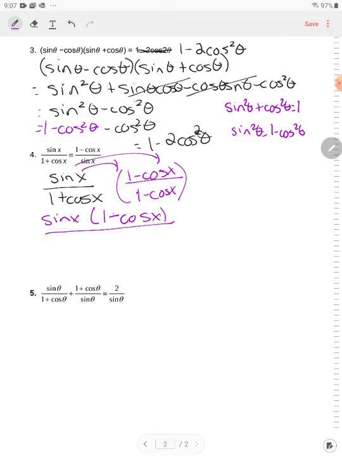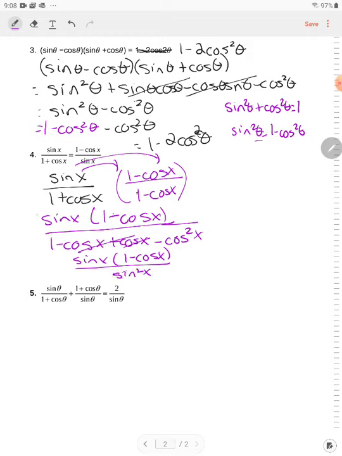So again, let's FOIL the denominator. 1 times 1 is 1. 1 times minus cosine will end up being minus cosine of x. Positive times positive is plus cosine of x. And then positive times negative is minus. Cosine times cosine is cosine squared. These add to 0. So we now have sine of x times 1 minus cosine of x. And we can see 1 minus cosine squared x, looking at the previous problem, is sine squared of x.